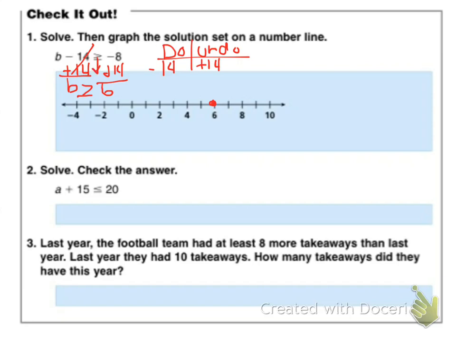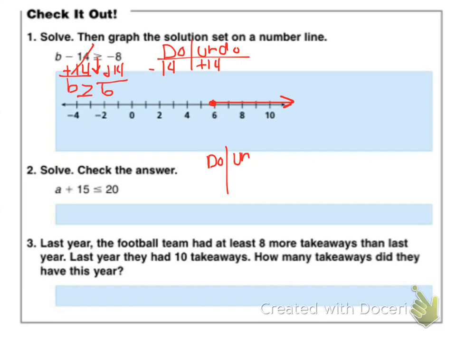So I have b is greater than or equal to 6. Because it's greater than or equal to, we're going to use a closed circle, and our graph is going to go greater than 6, so it's going to go all the way to the right.